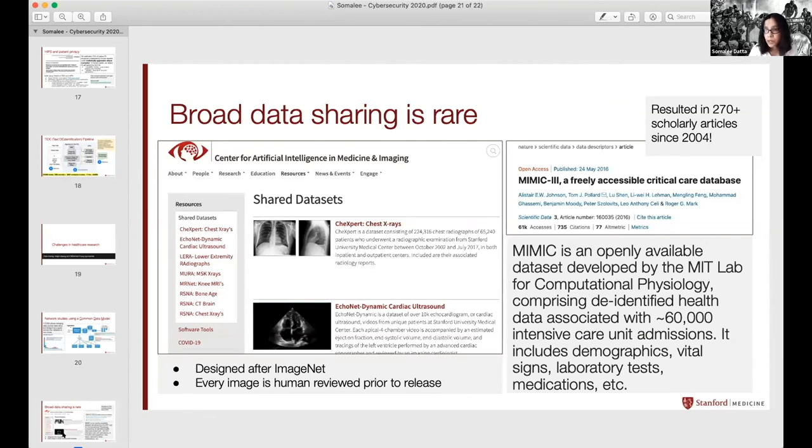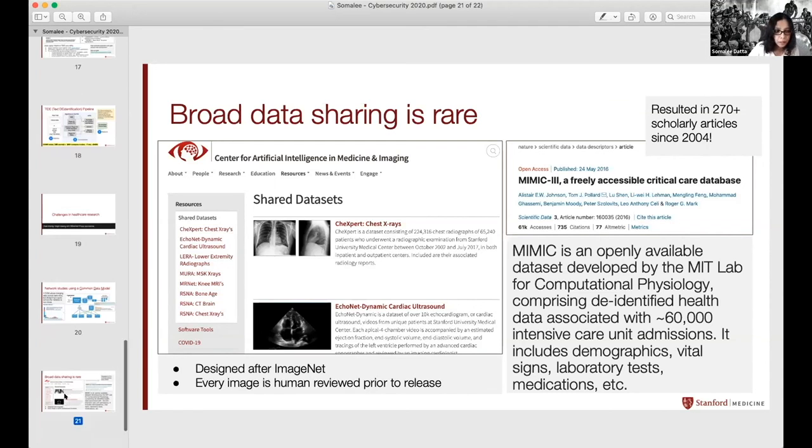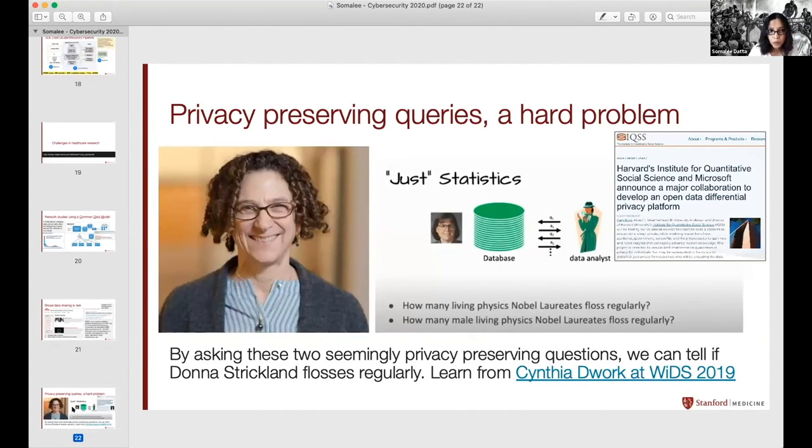And Stanford's doing a similar thing in radiology, where we are pushing out these data sets to the broader community. And the vision is of ImageNet. So ImageNet has billions of images, perhaps millions or tens of millions of images that are specific to nouns, that you can use to train your models on. And this is the vision we have for our imaging data. And every single image is human reviewed prior to release.